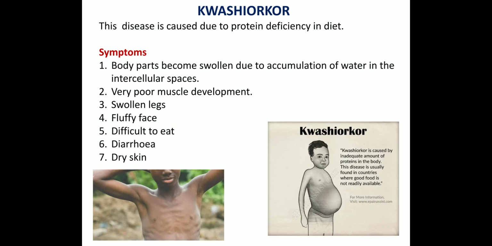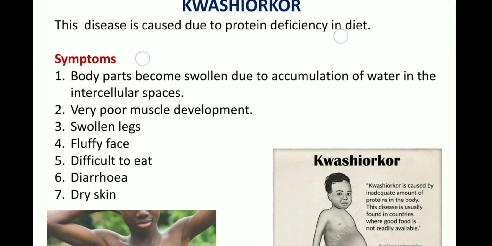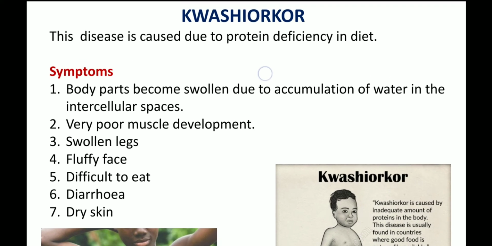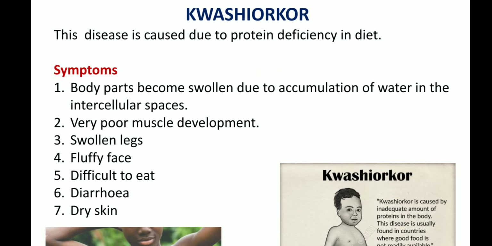Now let us observe harmful effects of malnutrition in children. It leads to different diseases in children. So the first disease is Kwashiorkor disease. This disease is caused due to protein deficiency in the diet. So if the food is deficient in protein, it leads to a disease known as Kwashiorkor.